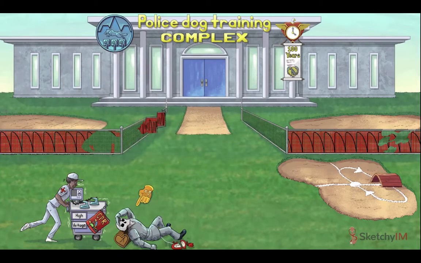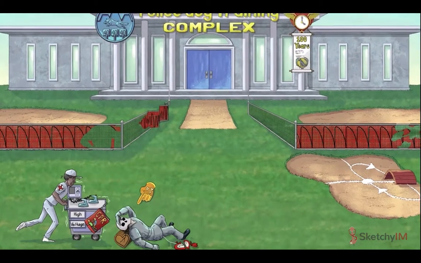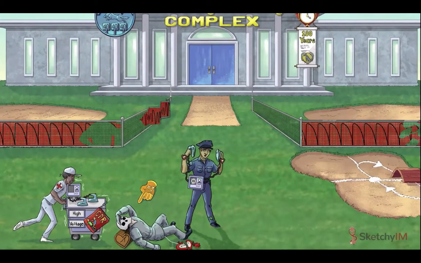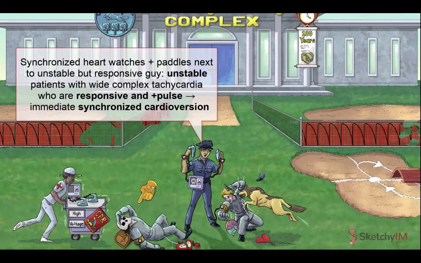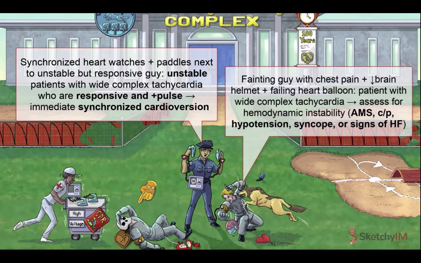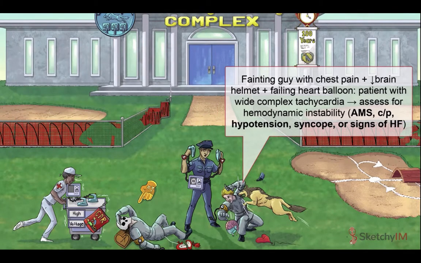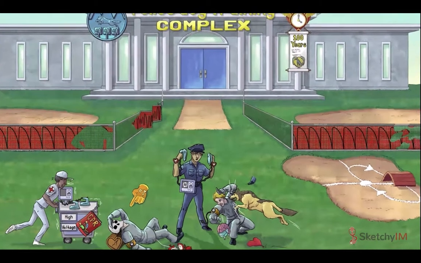If your patient is in cardiac arrest or becomes unresponsive or pulseless at any point, it's time to run down the ACLS resuscitation protocol. That means CPR and immediate high-energy countershock. Unstable patients who otherwise have a pulse and remain awake and responsive will require emergency synchronized cardioversion. Hence the police officer running in with the paddles and synchronized heart watches. By unstable, I mean hemodynamically unstable. We are talking altered mental status, chest pain, hypotension, syncope, or signs of heart failure. As depicted by the intern here, who's suddenly wondering what was in that waiver he signed this morning.